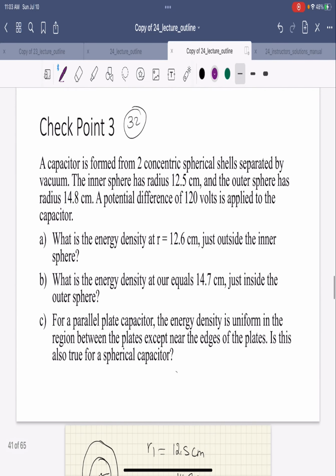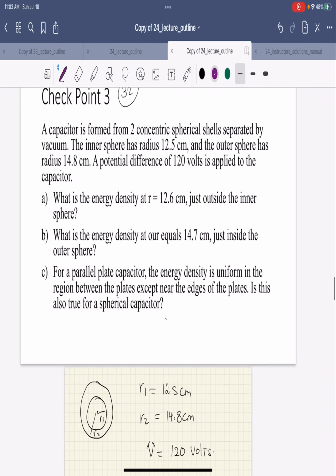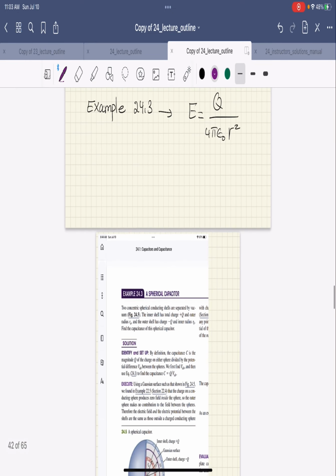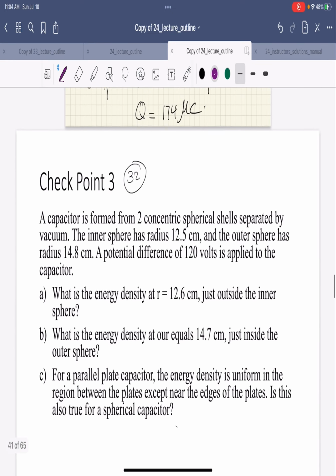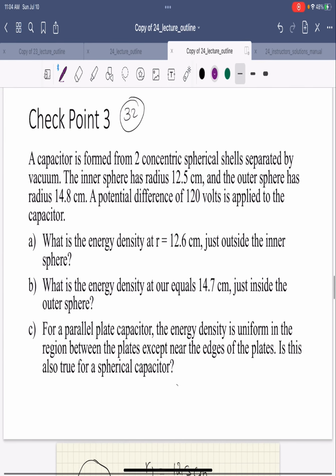Now, checkpoint 3. This one is really a long one because I added derivations for you to know where I got these equations from.